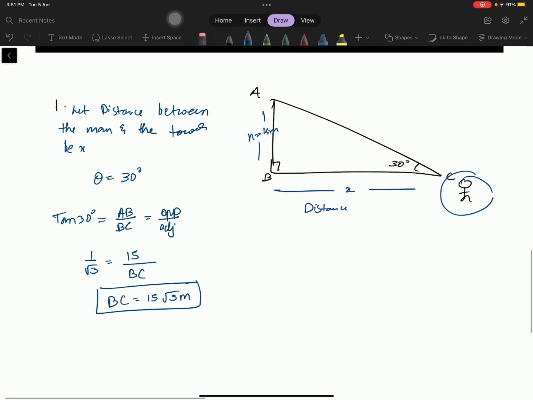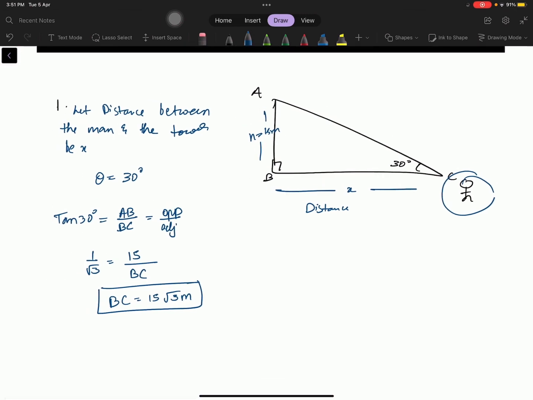All of the sums and applications of trigonometry are very easy. Some of them overcomplicate the questions. If we break it down and understand, it's going to be very easy.